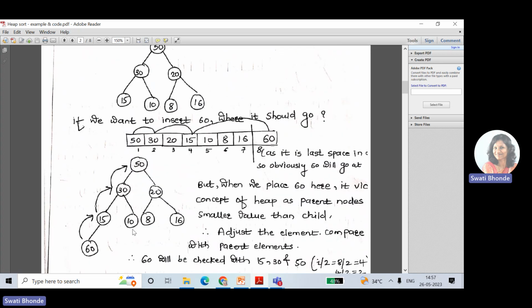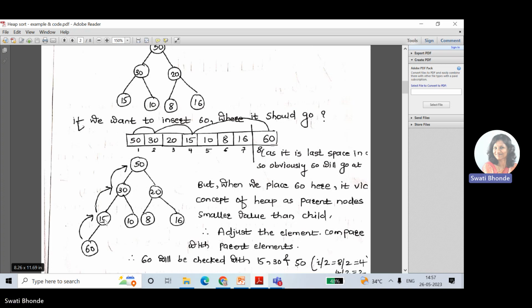So now if I put 60 over here, and as this is a case of max heap, what happens in a max heap? The value of the root is greater than its children. But now if I look at the position of 60, its parent node is 15, and 15 is smaller than 60, which is violating the property of max heap, right? So here I need to swap this 60 with 15.